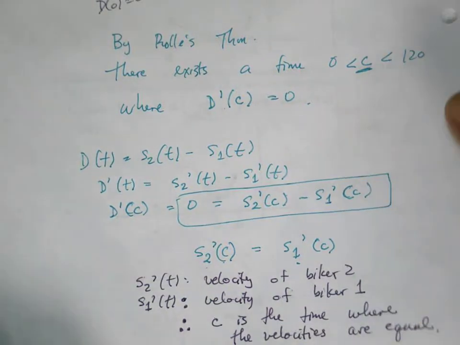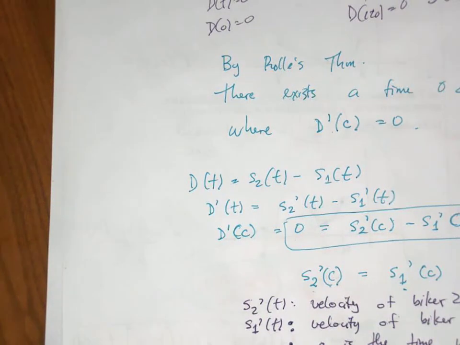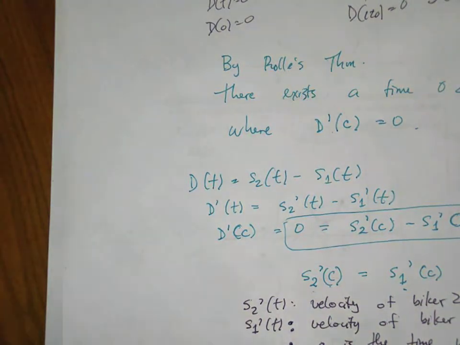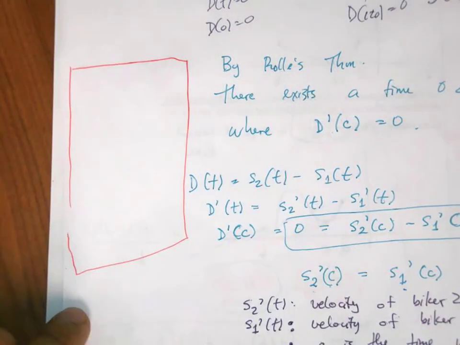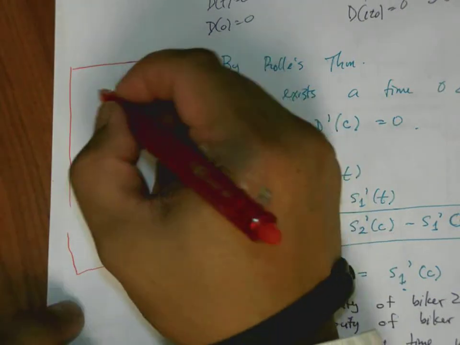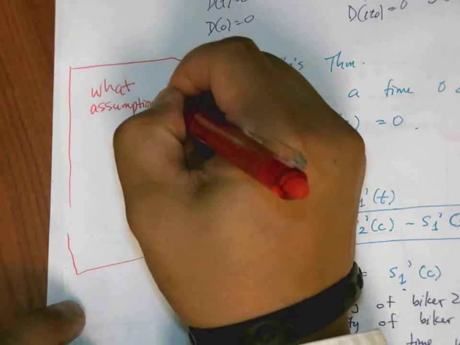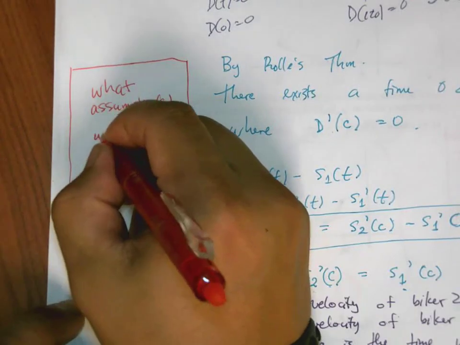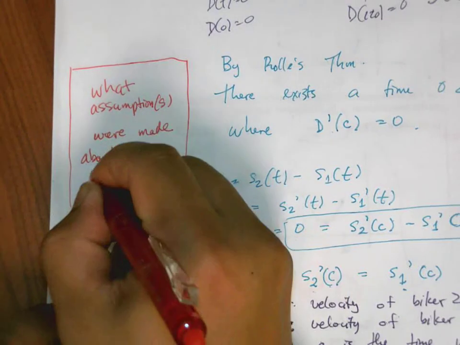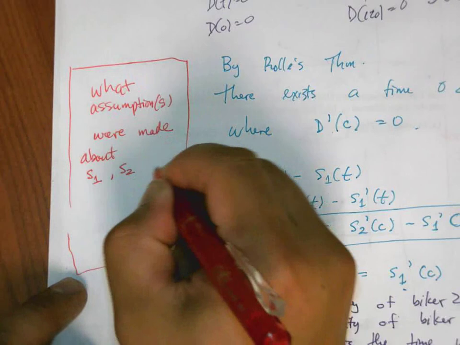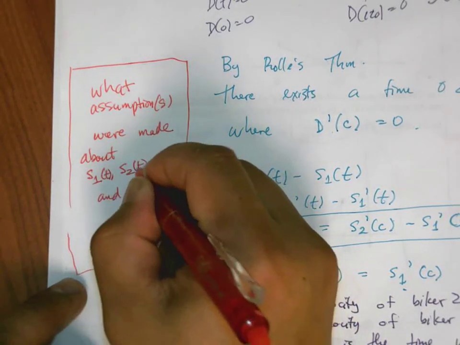Okay? Now, some questions for you to think about. So answer these ones on your own. Okay, think about this. I'll make a little box here, and I guess this is really one question. What assumptions were made about s1, s2, and d of t? Okay, s1 of t, s2 of t, and d of t. What assumptions were made? So think about this.